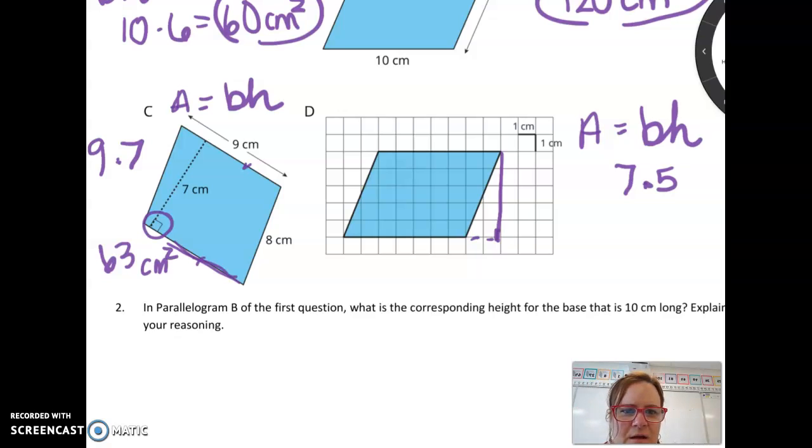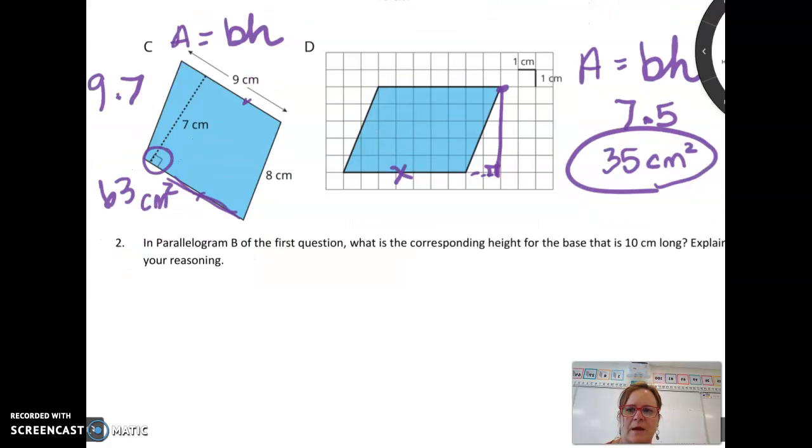And then in D, we're going to multiply our base times our height. I'm calling this the base. It is 7. To get the height, I went to the opposite vertex. I came down perpendicular to where it formed a 90 degree angle with the base, which I had to make imaginary, and I get 35. These are centimeters squared. Alrighty.